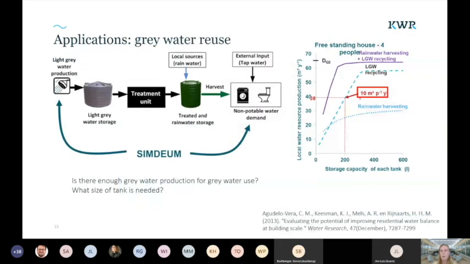Another study where we really looked at end uses is gray water reuse, where we used SimDeum to estimate the production of light gray water from the shower, basically. And for that same household or the same apartment building, we looked also at the gray water demand at washing machines and toilet flushes.